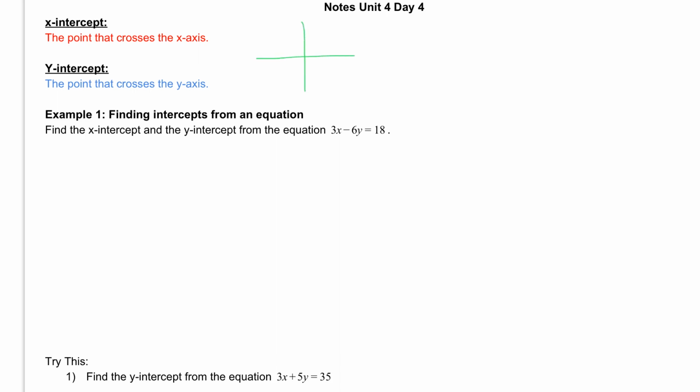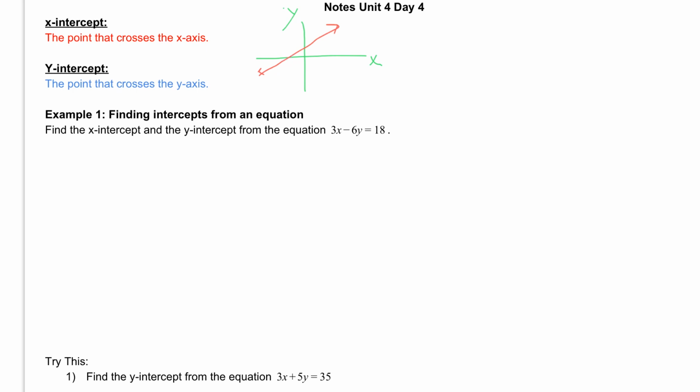If this is my x and y-axis, so here's y and here's x. If I were to draw a line, let's say this is the line that I'm looking at, my x-intercept is going to be this point right here that's on the x-axis. My y-intercept would be this point right here that's on my y-axis. So what I want you to start thinking about is what happens on my x-axis.